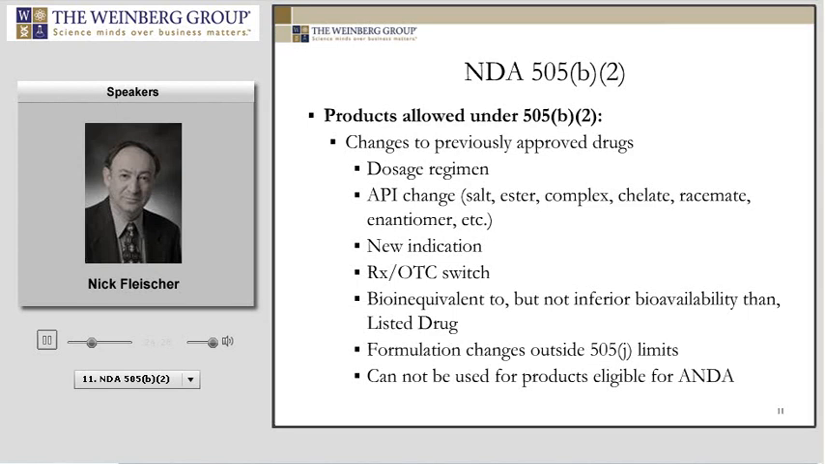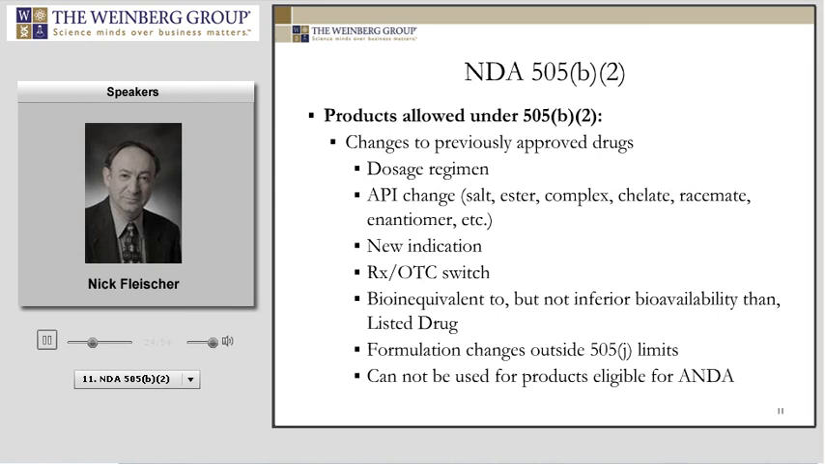Obviously, a new indication could not be included in an ANDA, but could be part of a 505(b)(2). A proposal to switch from an Rx to an OTC could be a 505(b)(2) application. And there are certain situations where a formulation that may have been thought to go through an ANDA process, but after you do some pilot studies, it turns out they're bioinequivalent. That could potentially use the 505(b)(2) pathway.